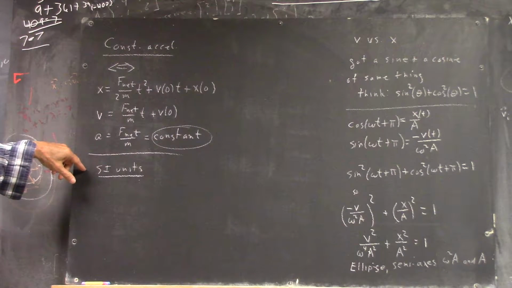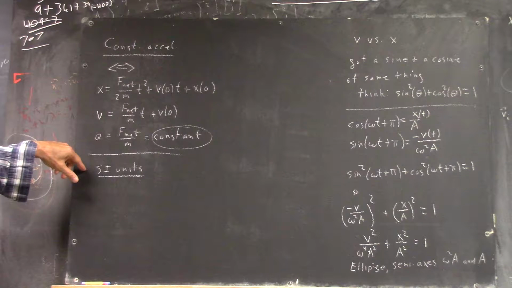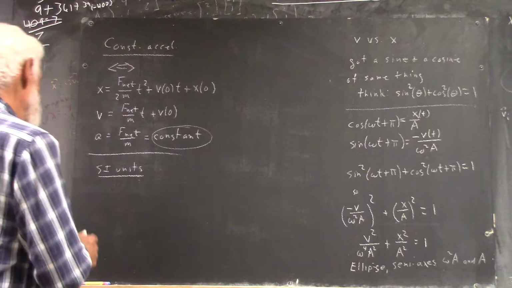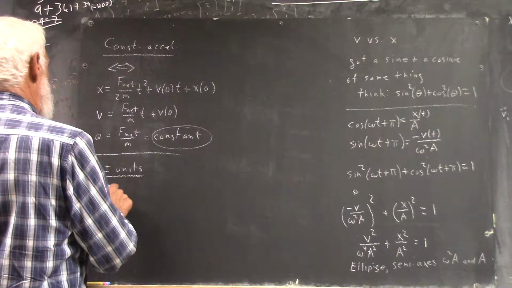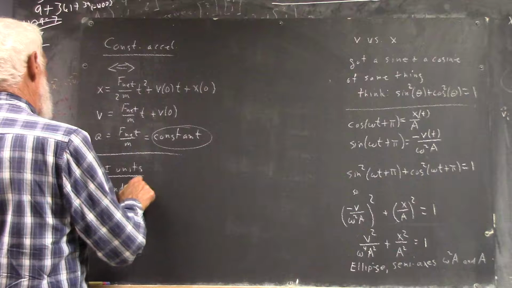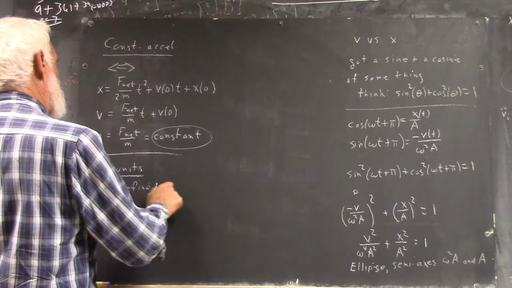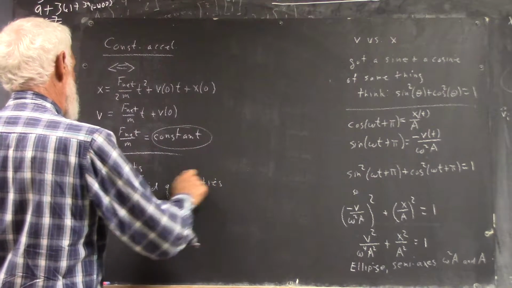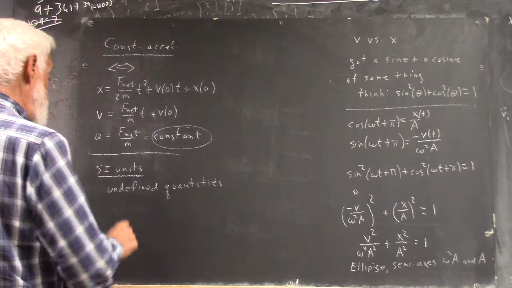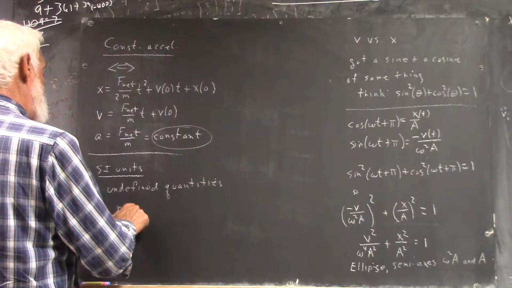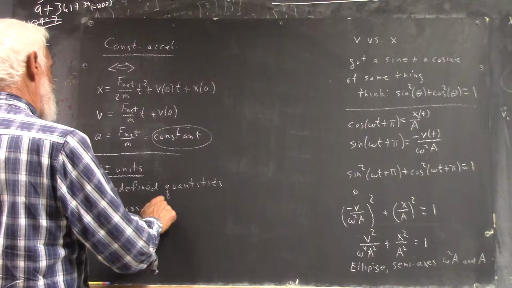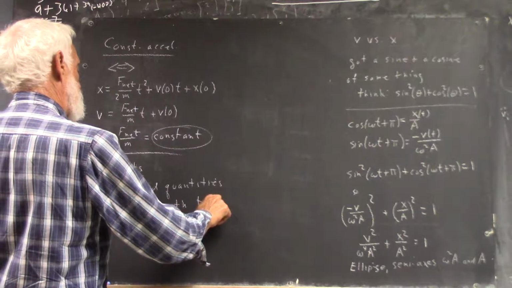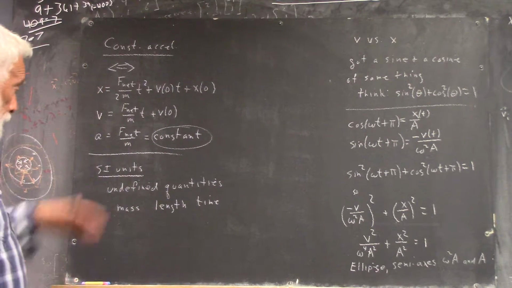Okay, so we have SI units. That's standard international units. Undefined quantities are mass, length, and time. For mechanics, that's all you have.